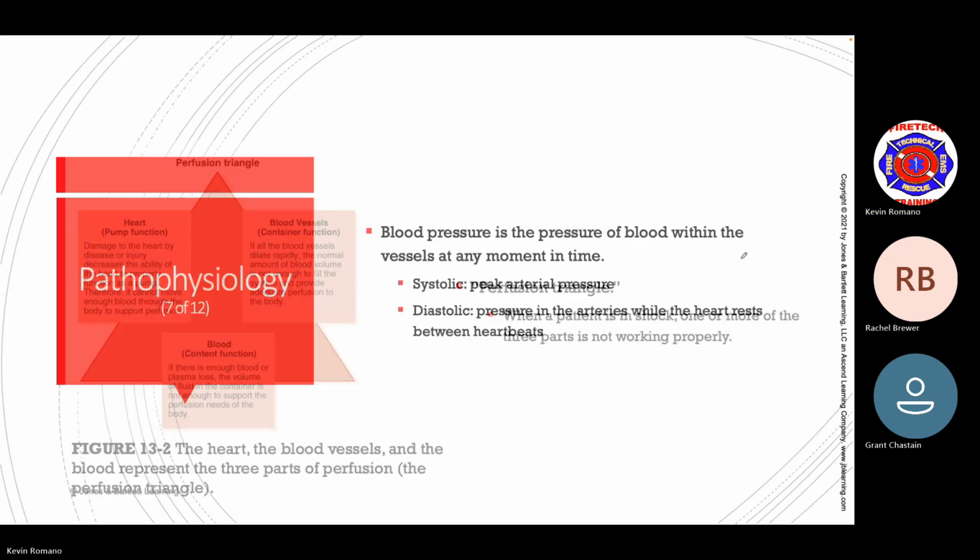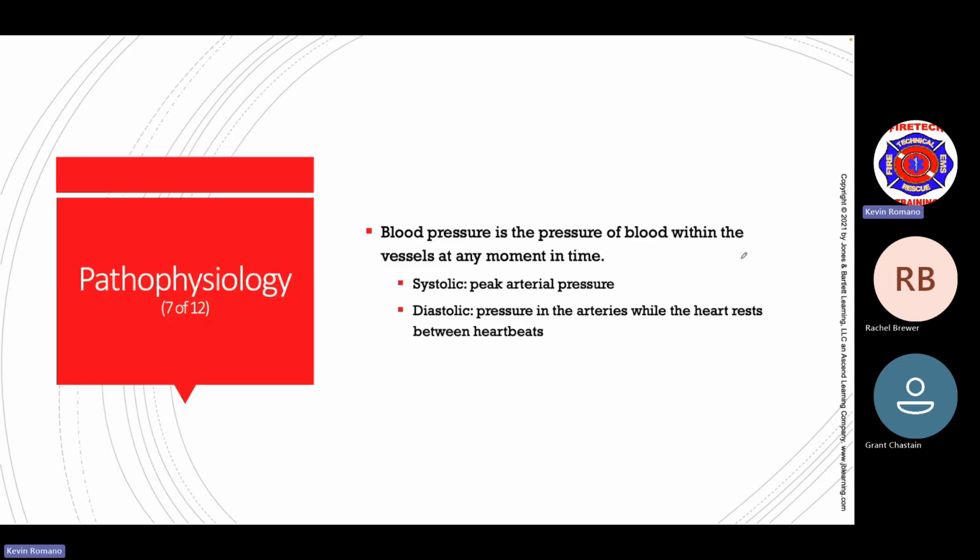All right. So blood pressure is the pressure of blood within the vessels at any moment in time. We have two, right? We have systolic and diastolic. Systolic pressure is the peak arterial pressure or pressure generated every time the heart contracts. The heart is contracting, right? Causing blood to flow. So what will happen is your atria will contract and your ventricles will contract. Atria, ventricle. This allows the four chambers of the heart to be filled and pump blood through the body.